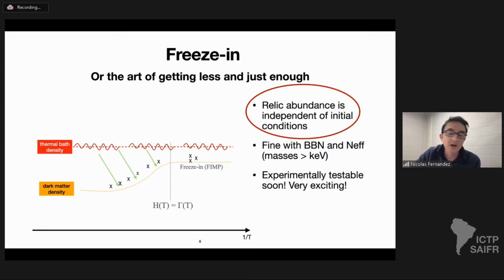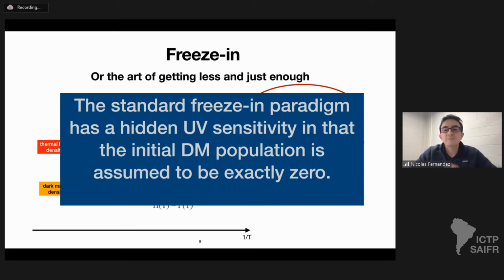So this is a really exciting moment to think about freeze-in, but it is also an important moment to think about what assumptions we are making, right? Even though people say that the relic abundance set by freeze-in is independent of initial condition, that's only true if the initial density of dark matter is 0. So in reality, there is a hidden UV sensitivity, if you think about it, because of this assumption of exactly 0 initial dark matter. This is a point that I want to test, or push the buttons of, in the freeze-in paradigm.